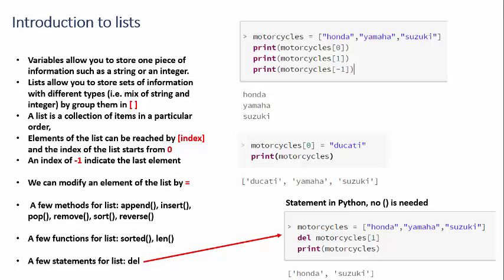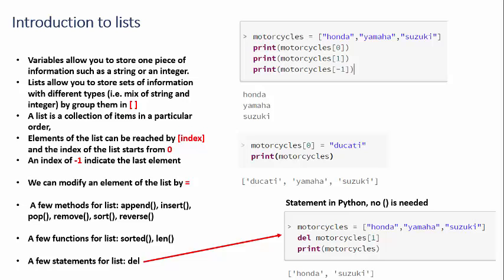A variable allows us to store one piece of information such as a string or an integer. Sometimes we want a way to store a set of different kinds of information, like 3 strings, 3 numbers, or 2 strings and 3 numbers together, and a variable cannot do that by itself. We have list. A list allows us to store a set of different information with different types by grouping them in a square bracket.